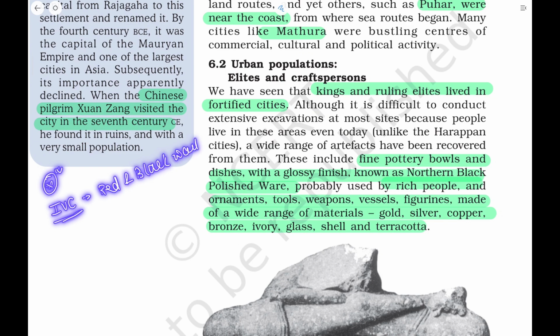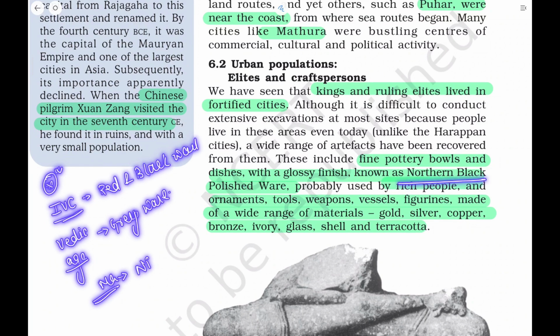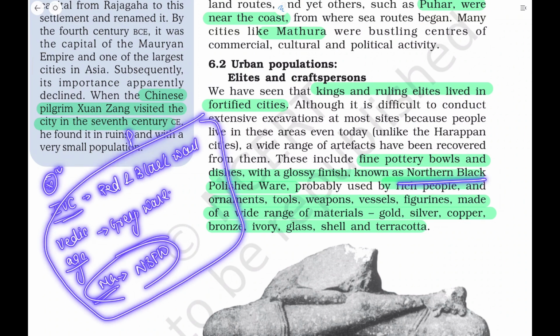Okay, if I talk about the Vedic age, then during the Vedic age there was grey ware pottery. Now if I talk about the Mahajanapada period, we are now seeing northern black polished ware. Okay, so these are the different types of pottery through which we can differentiate between the different periods. Okay, this is very important.